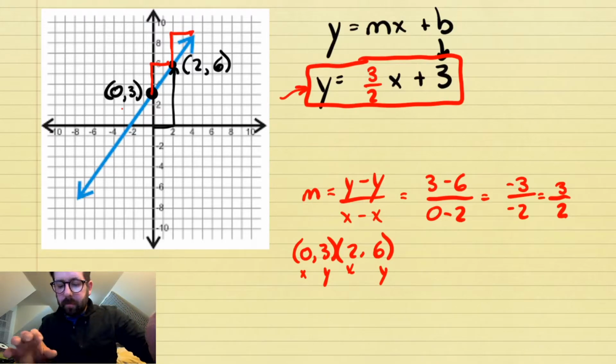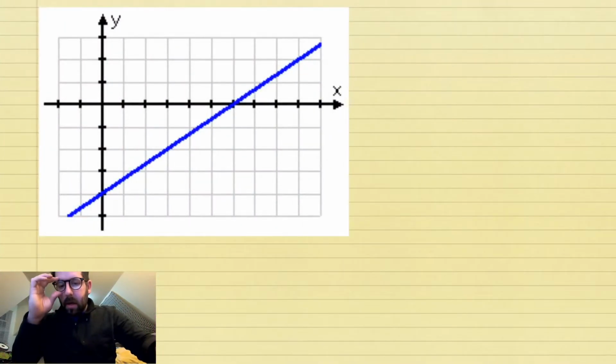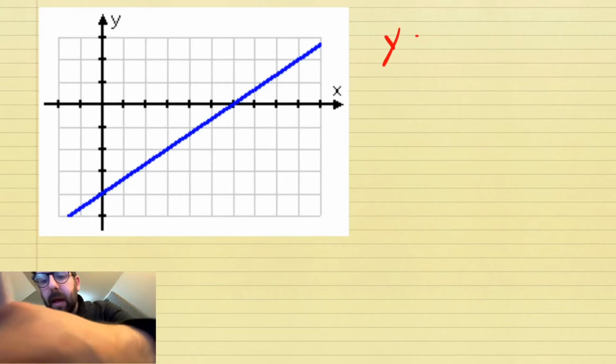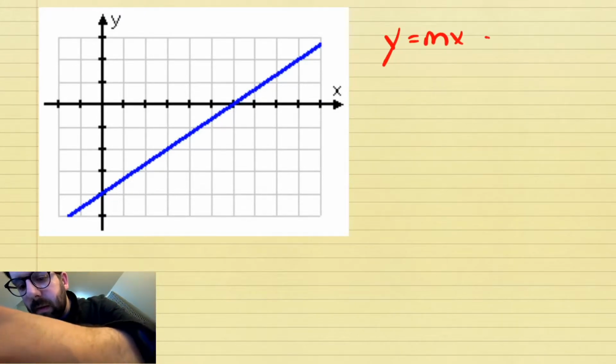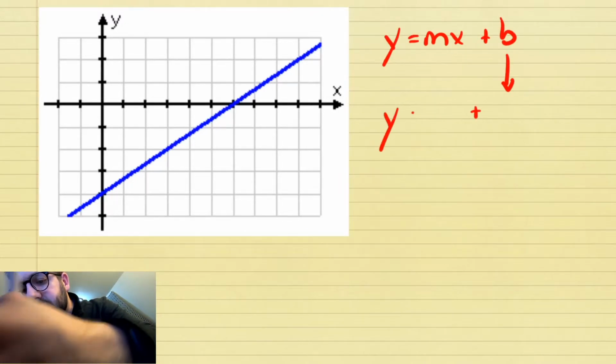Let's go to problem number 2 out of 3 here. Okay, so this one. First thing again, y equals mx plus b. I need to figure out that b number. Where did I hit the y-axis?